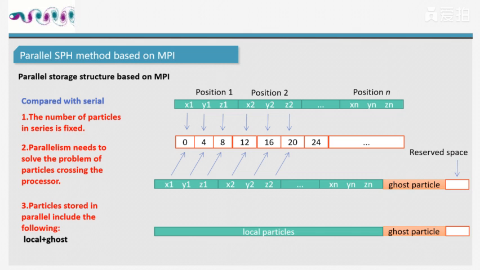Local particles are not transferred, and the ghost particles may cross into an adjacent process. The ghost particles are followed by the received memory space, which ensures that transferring ghost particles will not cause the area to cross the boundary and cause memory overflow.